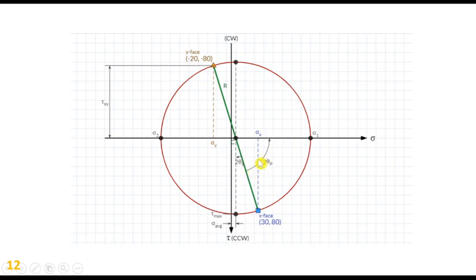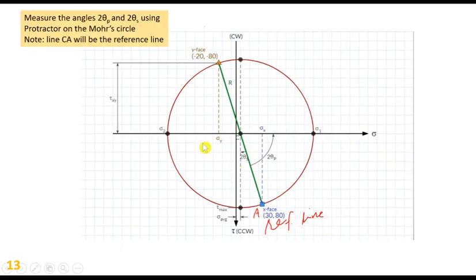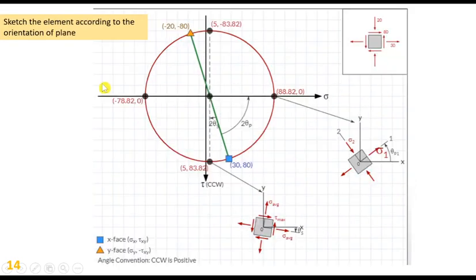we can measure the angles 2 theta p1 and 2 theta s. How will we measure? By just using the protractor, making this CA a reference, we will measure this angle, and this angle will be equal to 2 theta p. Half of this will be theta p, and again taking CA as reference and using the protractor we can determine 2 theta s. So the angles 2 theta p and 2 theta s can be measured using a protractor on the Mohr circle, and line CA will be the reference, as I have just discussed. This is shown again.